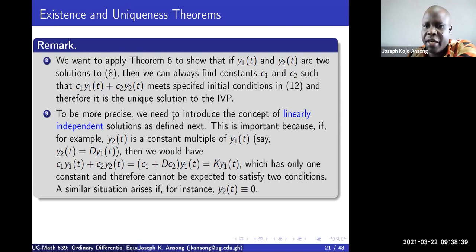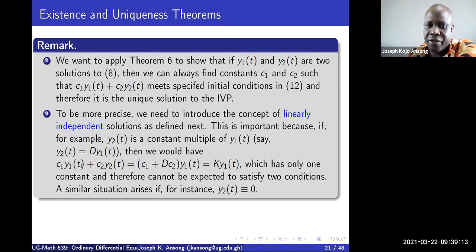So you can't just pick any two solutions. This is because, for instance, if I have a solution y1 and another solution y2, and y2 is a constant multiple of y1, for instance, if y2 is equal to some constant d times y1, then what that means is that if I plug those solutions into this linear combination, C1 y1 plus C2 y2, I'm going to get some other constant multiplied by y1.